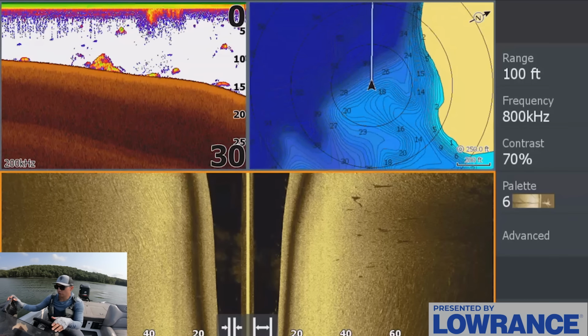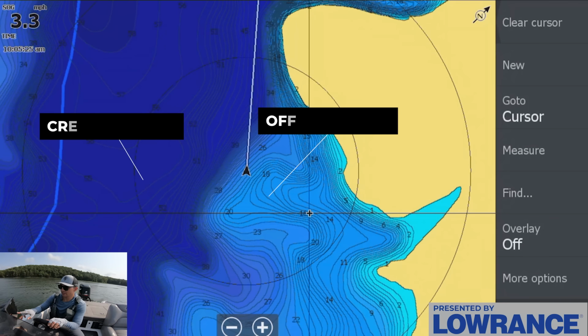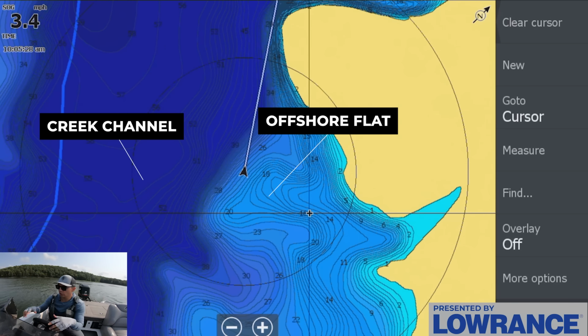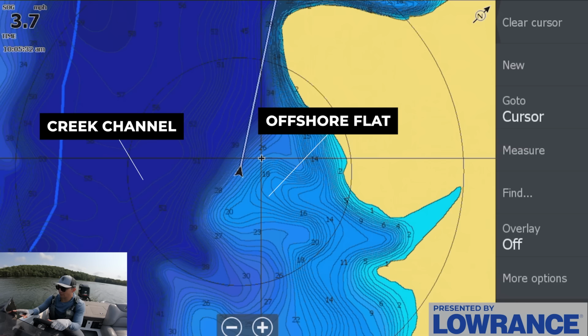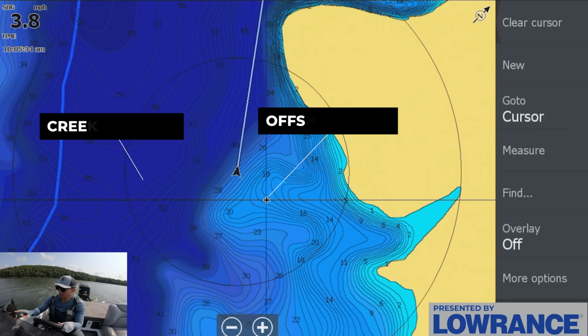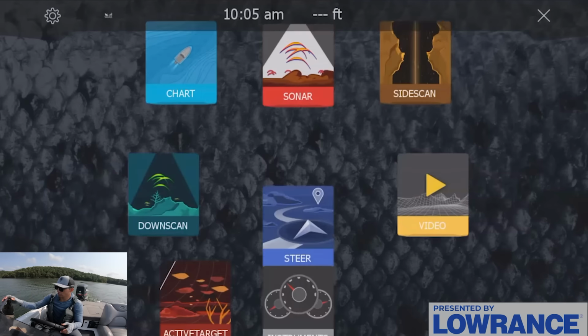Okay, so I made my way over to another structure spot here, and basically what it is is just a flat that sticks out into this lake and then drops off sharply into a creek channel. This is considered a ledge by most people, and I'm gonna graph right on the edge of this drop from this lighter colored part of the contour map into that channel, the darker zone.